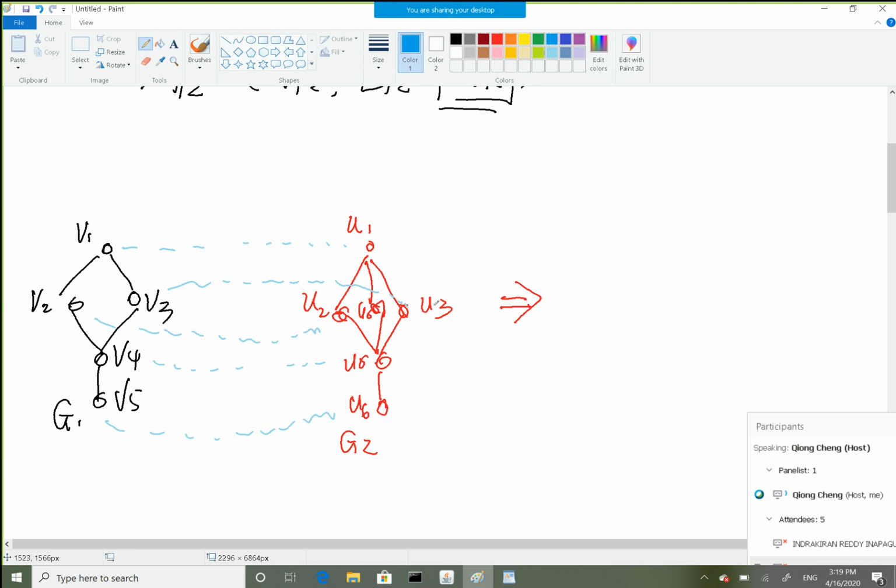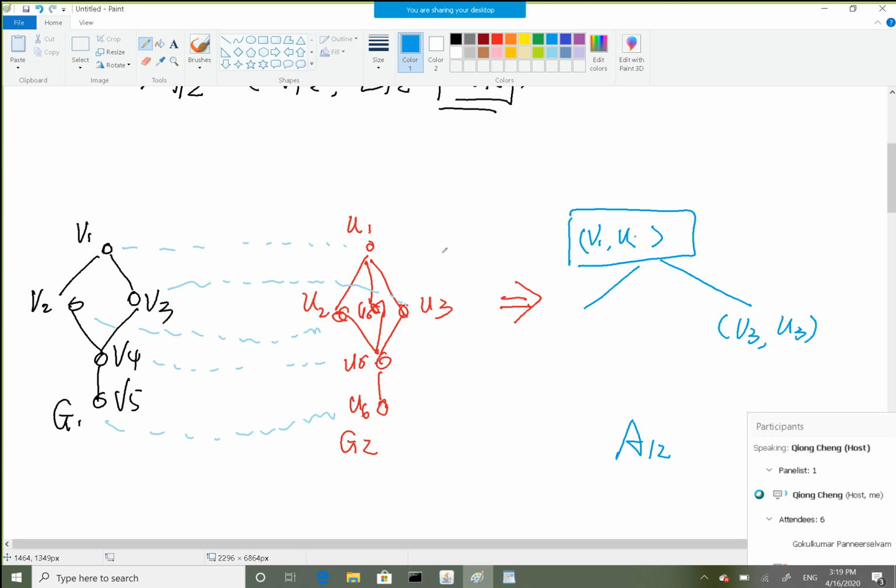This is G1 and G2, right? And they want to say the vertex here corresponds to V1, U1, because they are mapped. And this is the new node. And they want to make sure that all these mapped pairs from different graphs correspond to the new node here. And this will be V2 and U2. And this will be V3, U3. And this will be U4, V5.